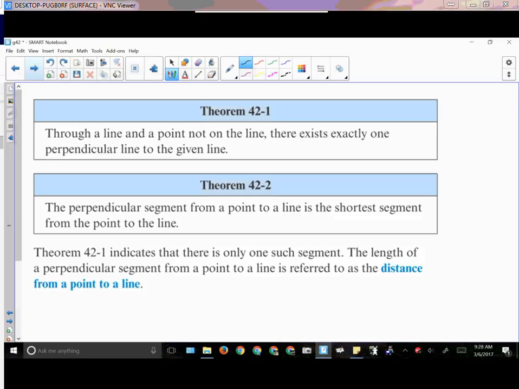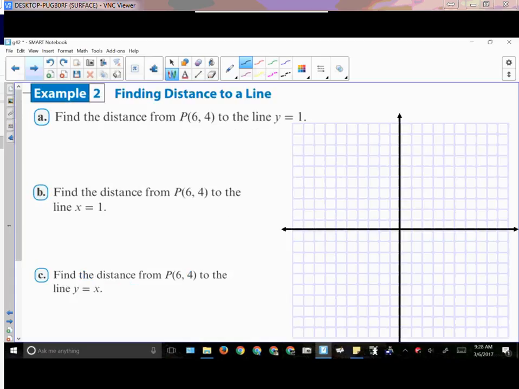All right. So through a line and a point not on the line, there's exactly one perpendicular line. Well, we've seen this before where for any 2 given points, there is only 1 line. Okay, and again, the perpendicular segment from a point to a line is going to be the shortest segment from the point to the line. So let's try this.